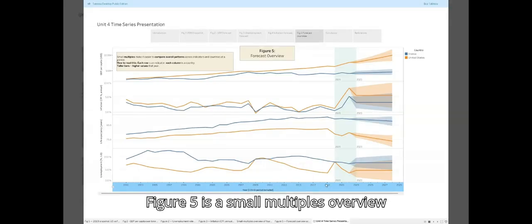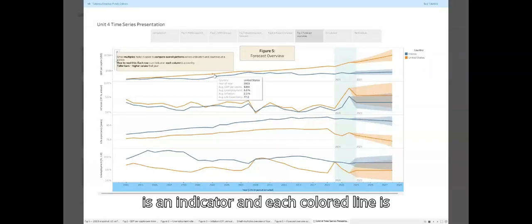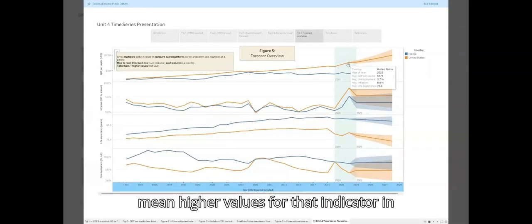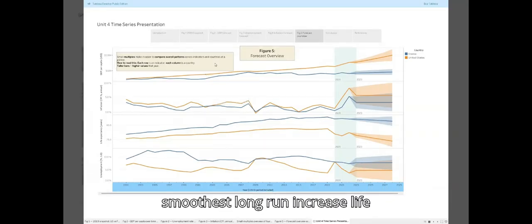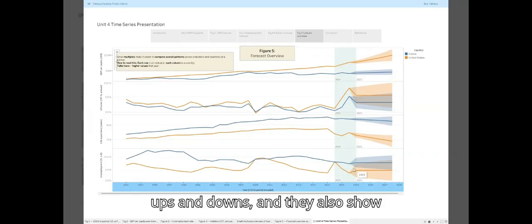Figure 5 is a small multiples overview across all four indicators. This is here to compare patterns at a glance. Each row is an indicator, and each colored line is a country. Higher values on the chart mean higher values for that indicator in that year. Income per person is the smoothest long-run increase. Life expectancy is steady and gradual. Unemployment and inflation show the most ups and downs, and they also show the widest forecast uncertainty.